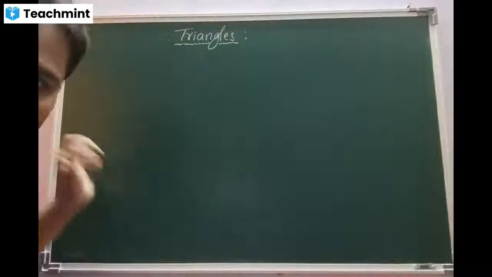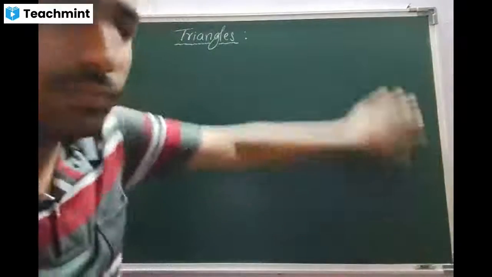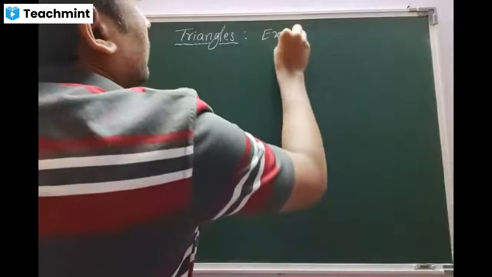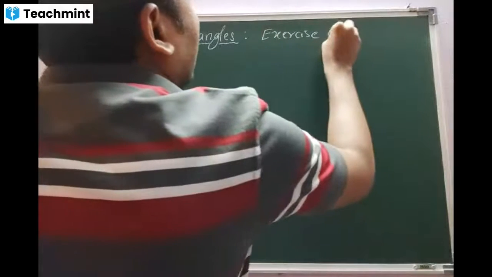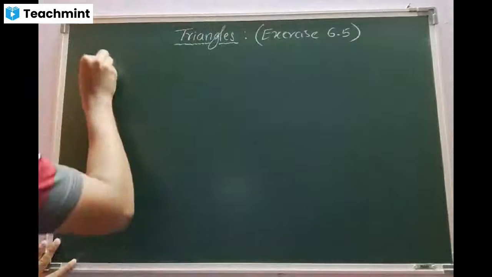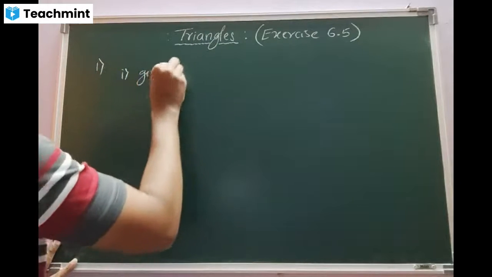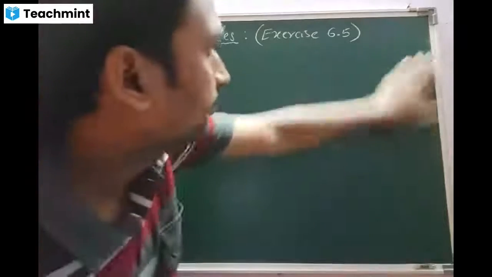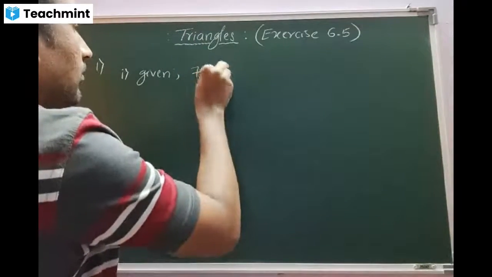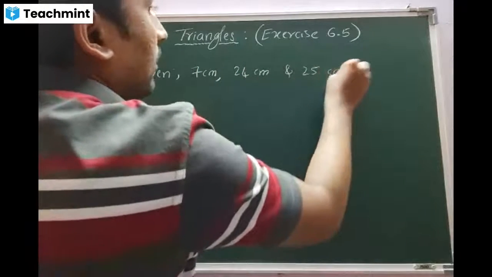Beta Prachi, will you read the first question from 6.5? Yes, sir. Sides of the triangles are given below. Determine which of them are right angle triangles. In case of a right angle triangle, write the length of its hypotenuse. The first one I'll read. First, 7 centimeter, 24 centimeter, and 25 centimeter.